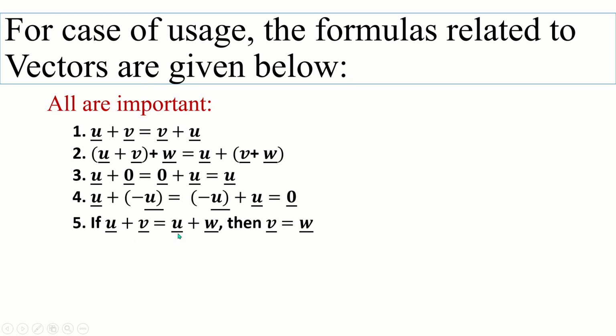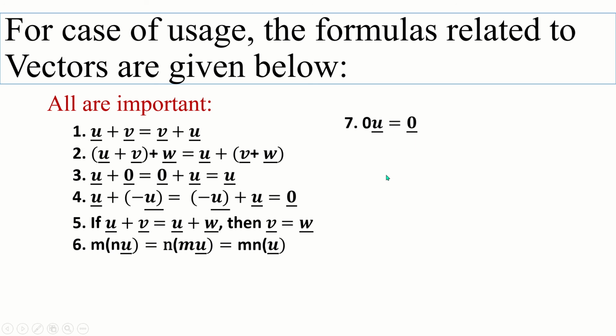u vector plus v vector equals u vector plus w vector, then v vector equals w vector. This is a cancellation law. m into n u vector equals n into m u vector, which equals mn u vector. u into 0 vector equals 0.